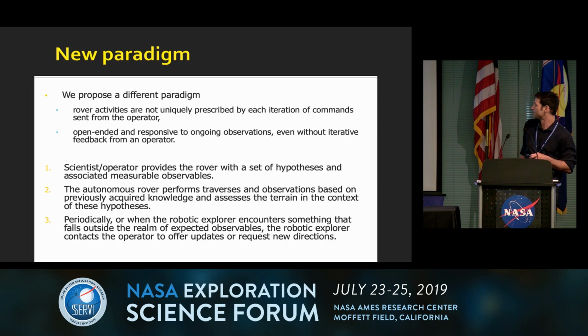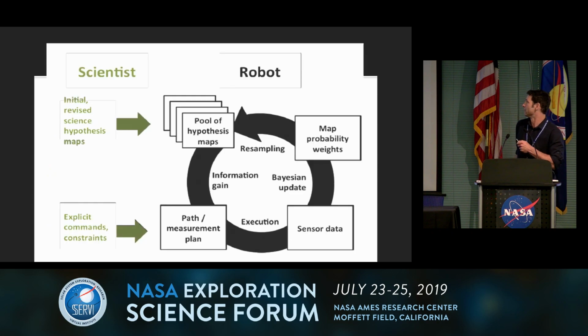The autonomous rover performs the traverses and observations based on previously acquired knowledge and assesses the terrain in the context of these hypotheses. And periodically, the rover calls back to the Earth and tells them what it's found. It gives them a summary of what is found, perhaps images and spectra of the most representative terrains that it's encountered, and so on and so forth. And sometimes, if the rover encounters something that was not expected, something having, for example, a spectrum that is not in the spectral library, it stops and calls Earth and presents them with the new data. And so new discoveries are made.